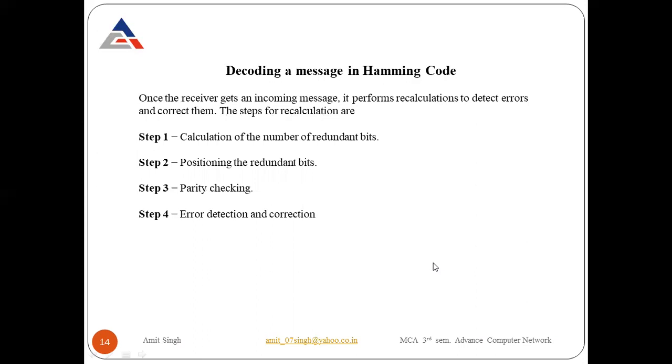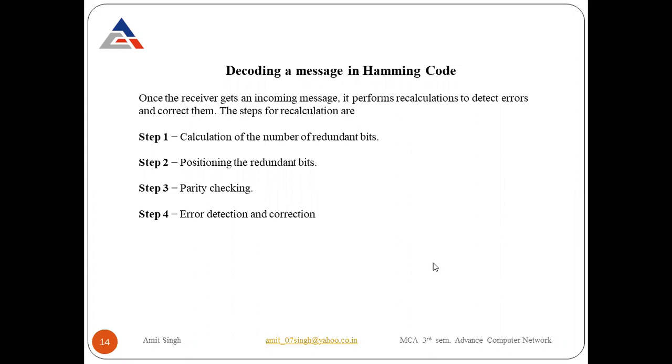Once the receiver gets an incoming message, it performs a recalculation to detect errors and correct them. And what are the different steps of the recalculation? We have four different steps. The first is calculation of the number of redundant bits. First, the receiver calculates the total number of extra or redundant bits. Suppose 5 extra bits are added. It first calculates the number of bits. Suppose at the receiver side, the number of redundant bits is 5.